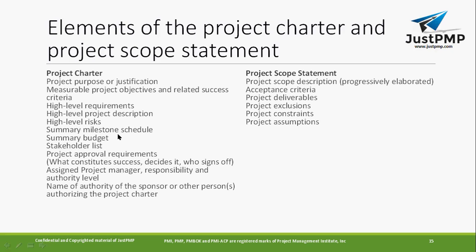Okay. So that is what the budget of the project will be. The project charter tells you the high-level budget and the high-level milestones, but that will not be part of the project scope statement. The project scope is going to specify the scope of the activities. Okay. Project approval requirements, stakeholder list, assigned project manager, and the name of the authority or sponsor or the person authorizing the project. So you'll have a lot more details in the project charter as compared to the project scope statement. Okay.